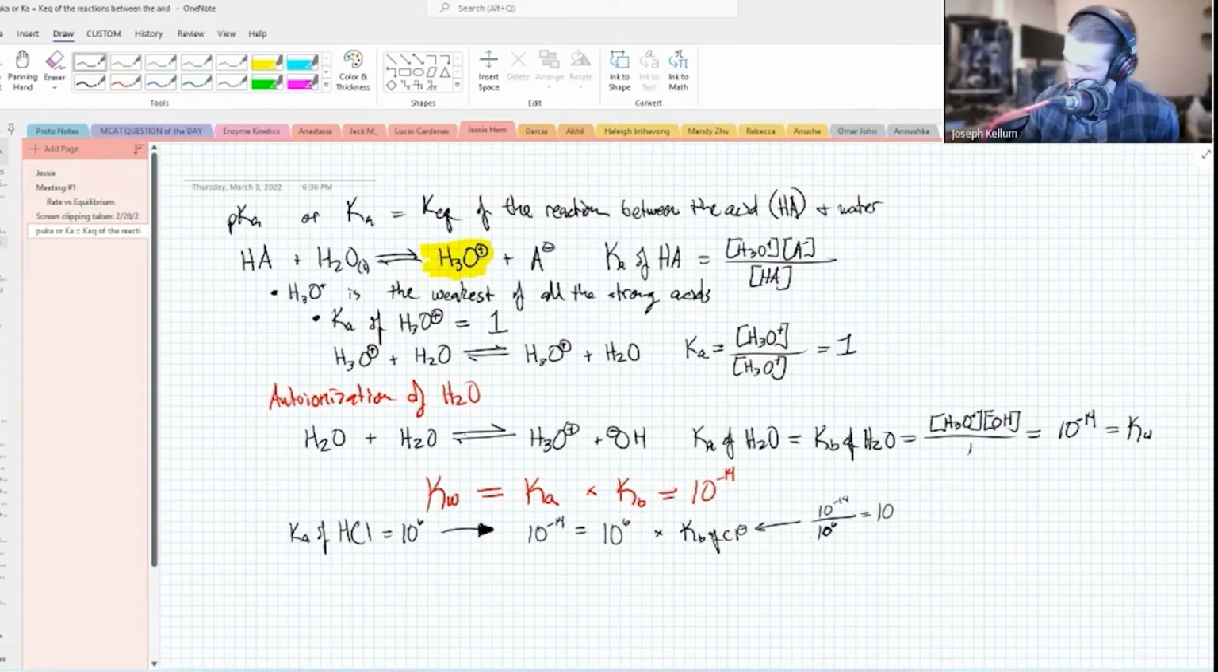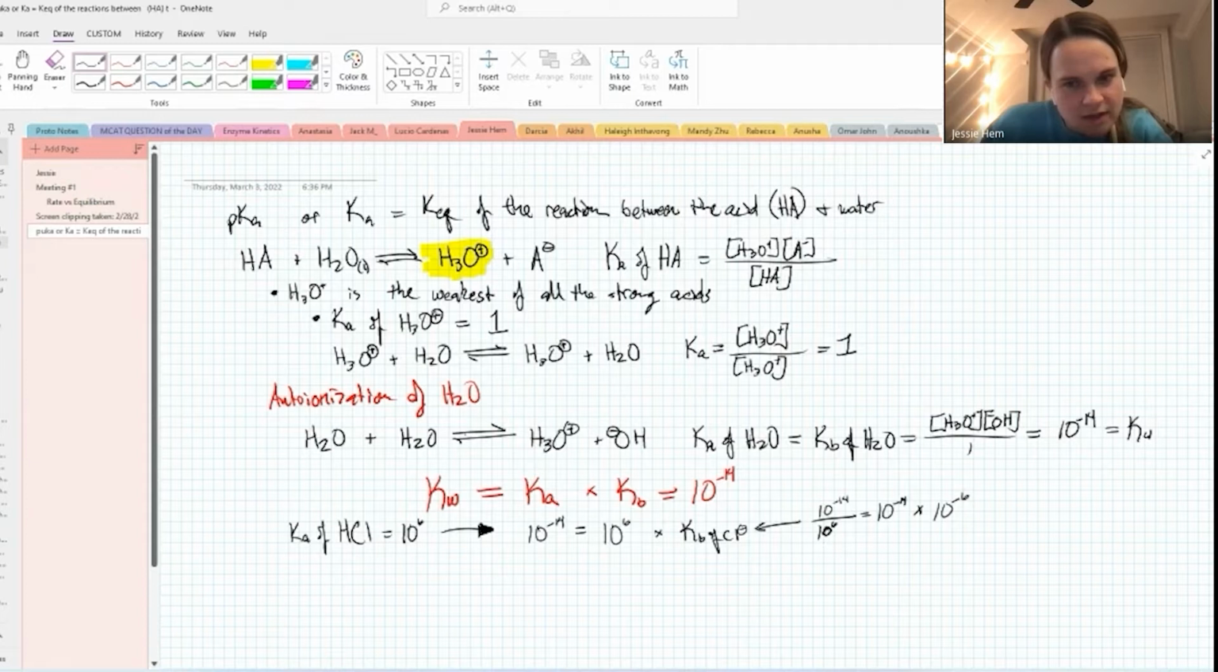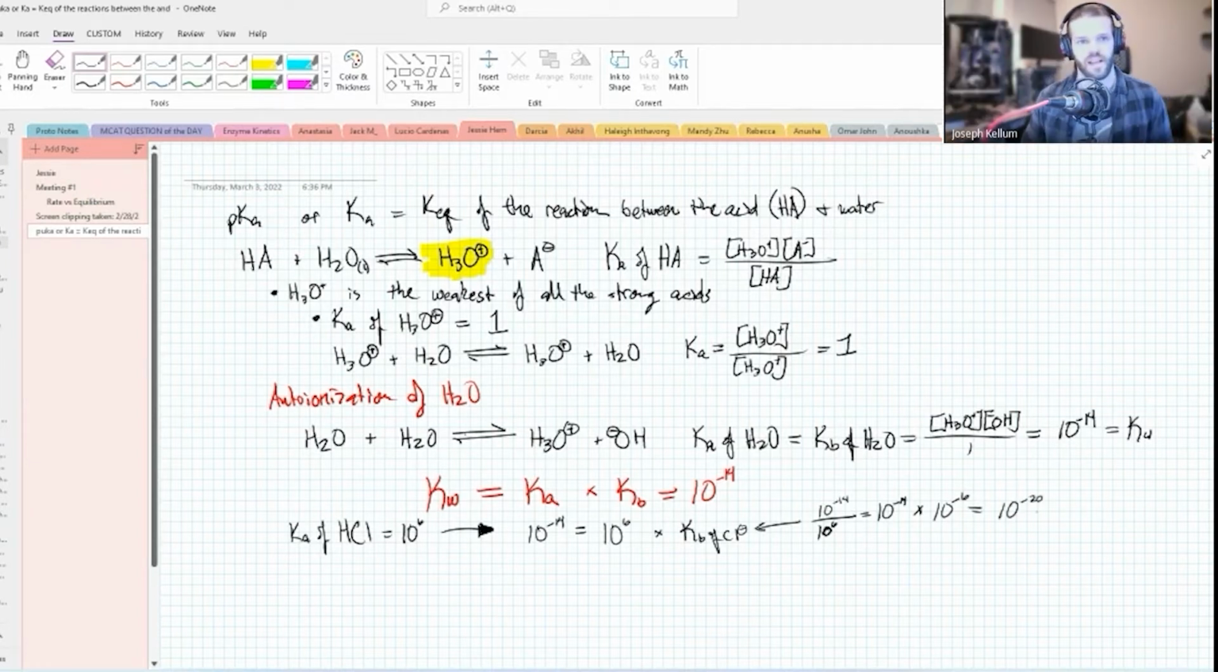So it's 10 to the positive 6, right? And in order to do that, it's the same thing as saying 10 to the minus 14 times 10 to the minus 6, right? Because you just add those two together. So then it's 10 to the minus 20. Right, exactly, because it was in the denominator.